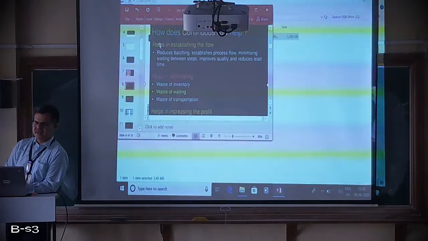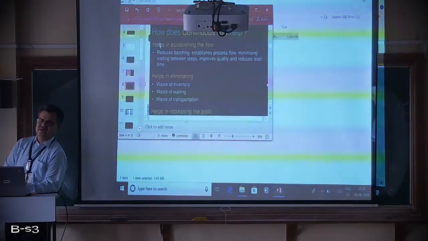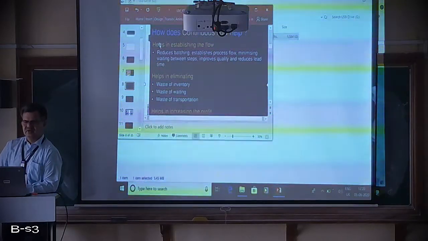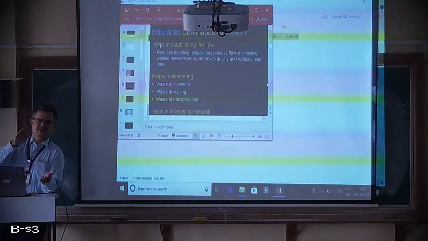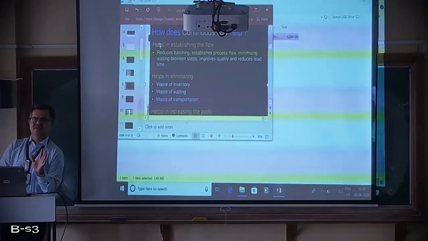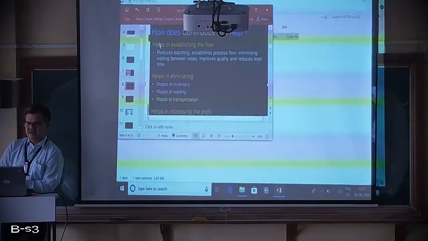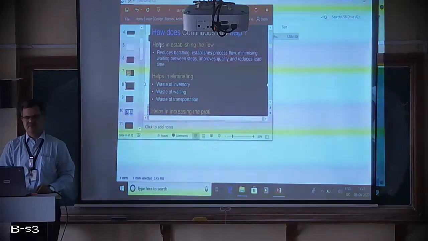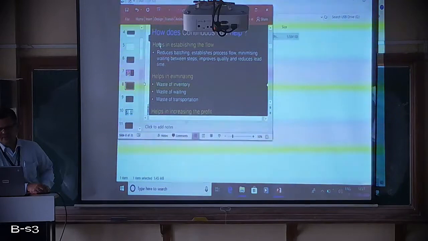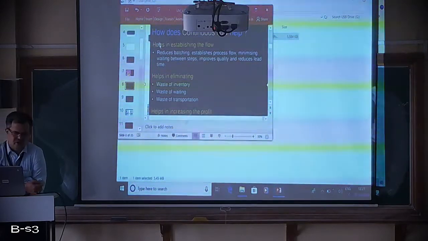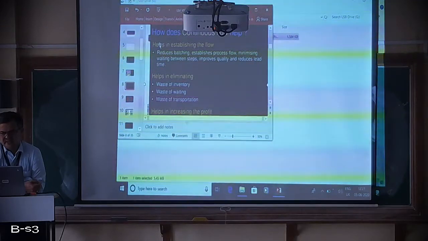So how is continuous flow going to help? It helps in establishing the flow, reduces batching, establishes process flow, minimizes waiting between steps, improves quality and reduces lead time. By having that smooth flow between workstations, you can reduce batching. There won't be a batch waiting for the next batch. So we try to reduce batching, establish the process flow, and minimize the waiting time between the steps. It improves quality because when the flow is continuous, there won't be quality issues. Everything goes smoothly, improves quality and reduces lead time.